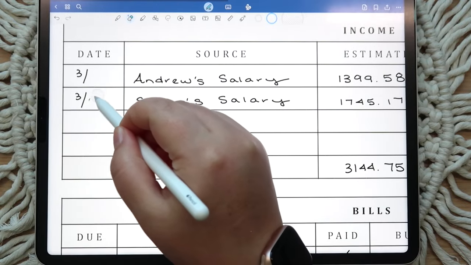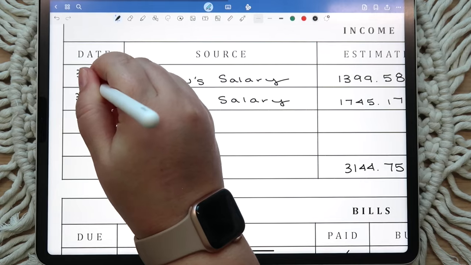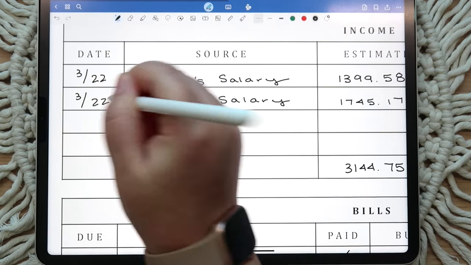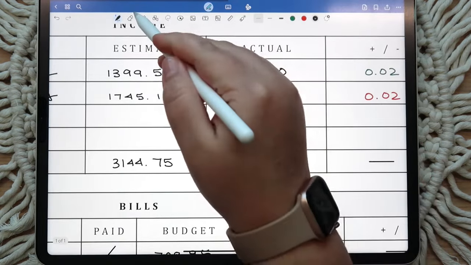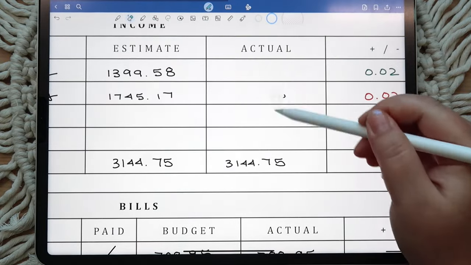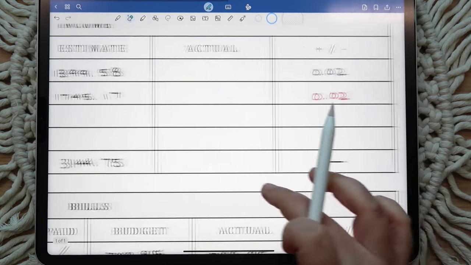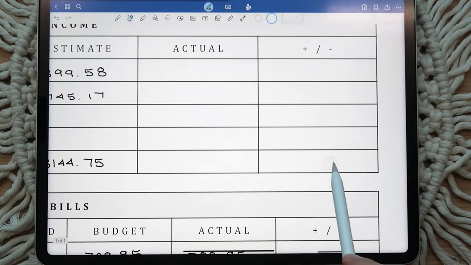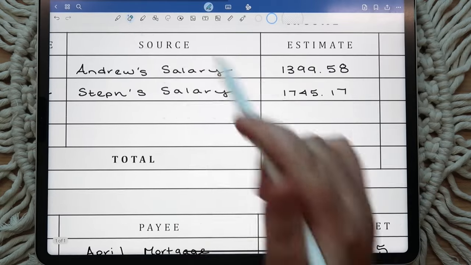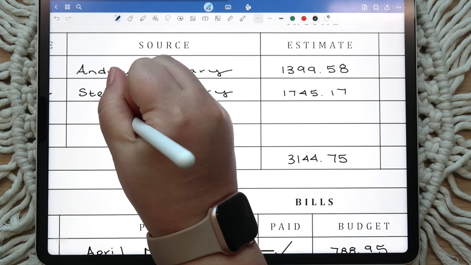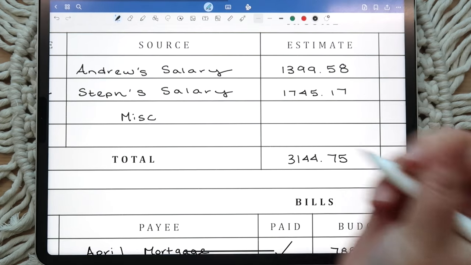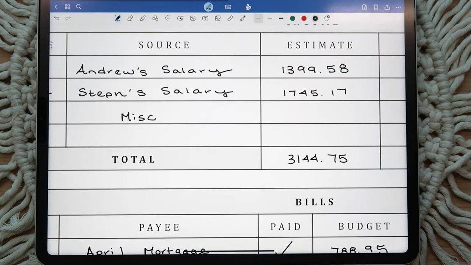So over here, this is gonna be 322 and 322. I'll erase all of this for my husband and I's salaries. And then I do also put in miscellaneous. We are expecting a tax return at some point.